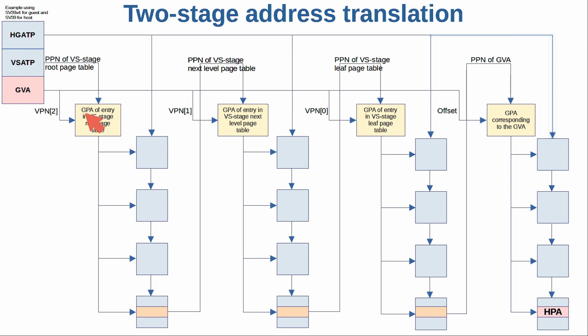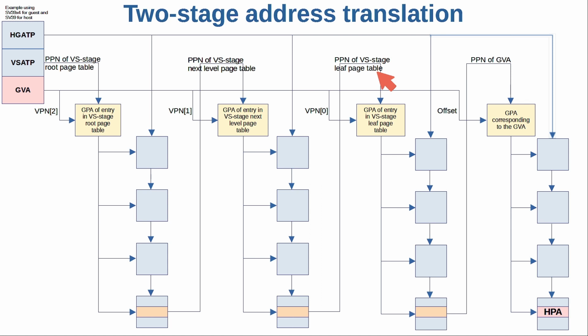And when we plug in the GPA into the G-stage page table, we will get the physical page number of the VS-stage next level page table. And again, we combine it with the virtual page number to get the guest physical address of the entry inside the VS-stage next level page table. Again, we use the guest physical address, plug it into the G-stage page table, and we get the physical page number of VS-stage leaf page table.